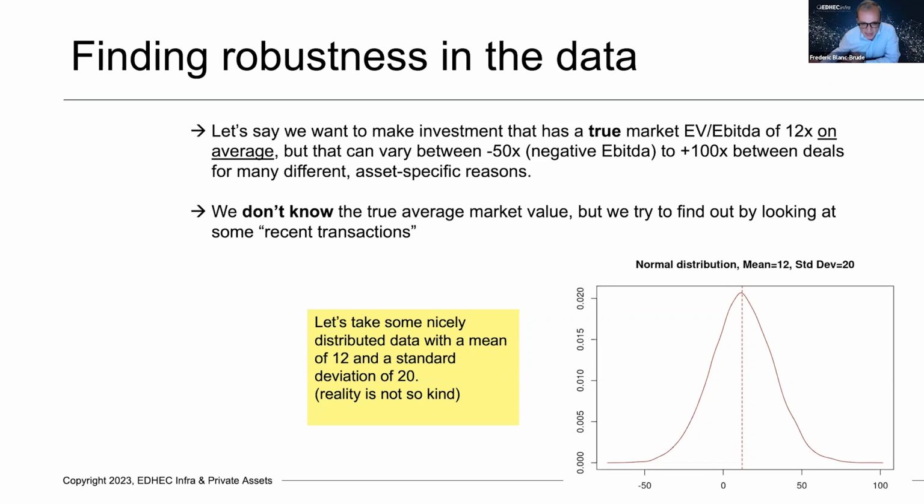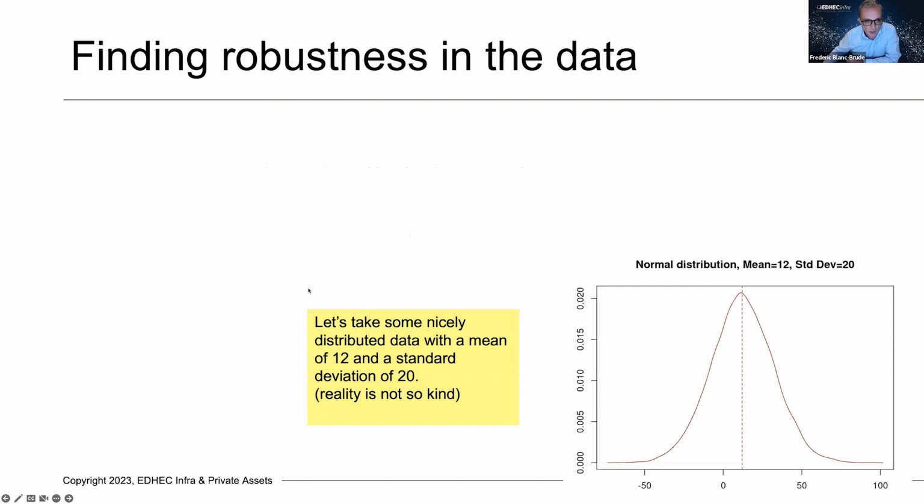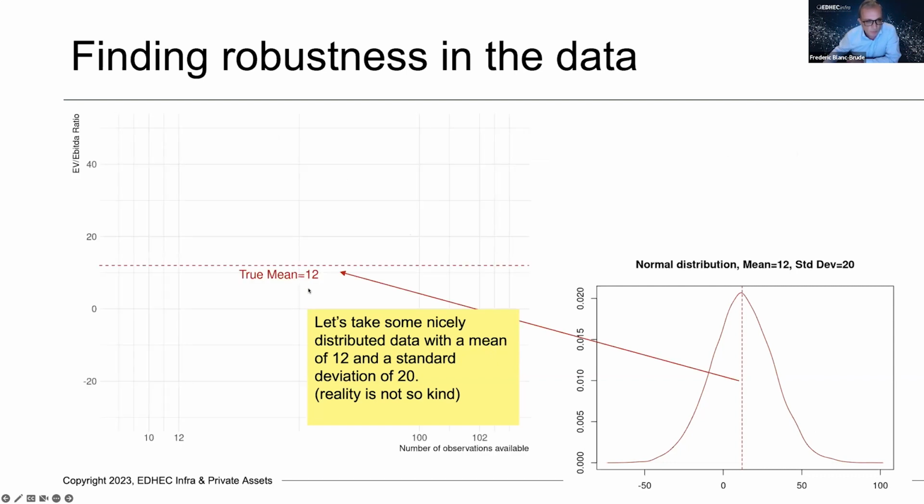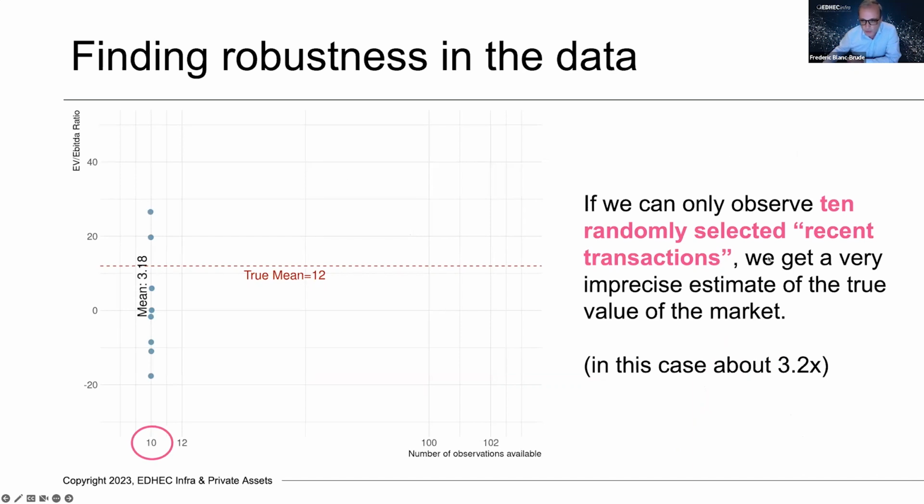In reality, guys, it's not that easy. The real world is not necessarily distributed like this, but if you have enough data, it tends to be. And let's get 10 data points for this distribution. So we take 10 data points randomly. These are 10 recent transactions that we happen to come across because our consultant had that in their database, or these are the numbers from our clients or whatever, with maybe our own deals. And as you can see, you get a very imprecise estimate of the true value because you get a mean of 3.18 when the true value is 12.